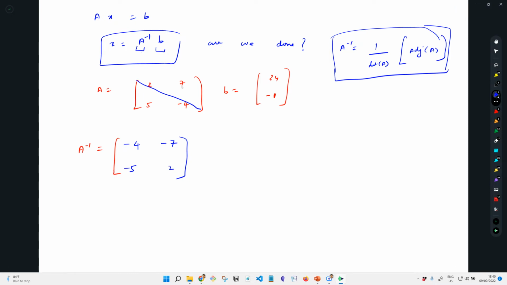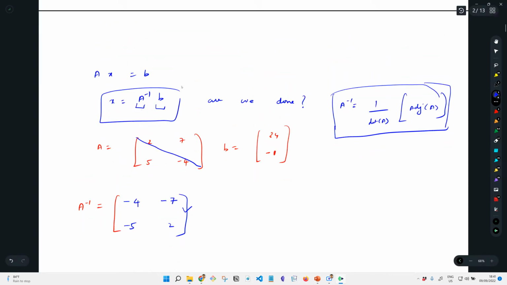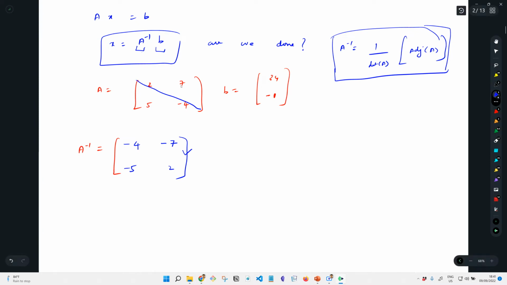Right? Now, you can take this as homework. If you apply this formula, 1 by determinant of A into adjoint of A, this is exactly what you will get for A inverse. Now, we formed a matrix representation. We got A inverse. This is applicable to only 2 by 2, only 2 cross 2 matrices. You cannot apply this to 3 cross 3.